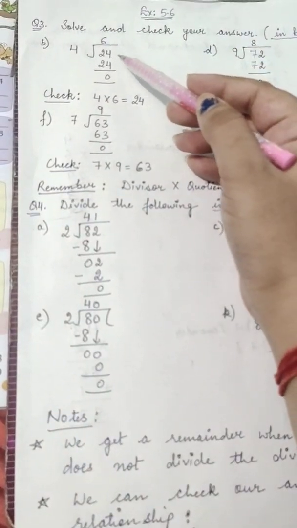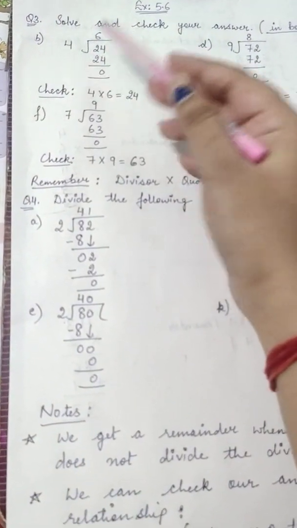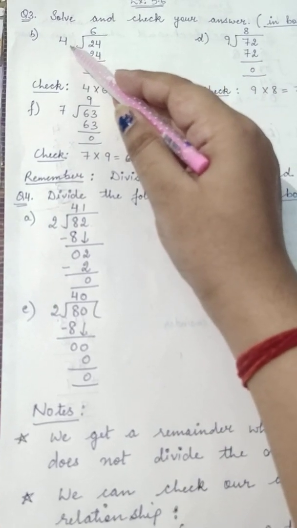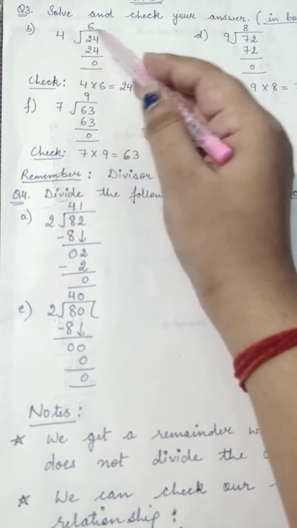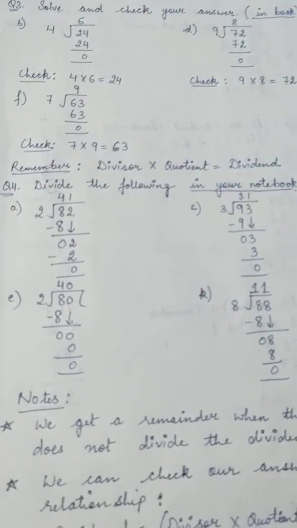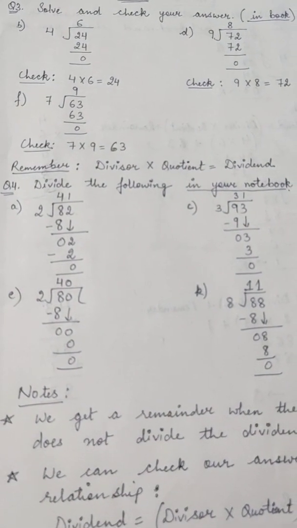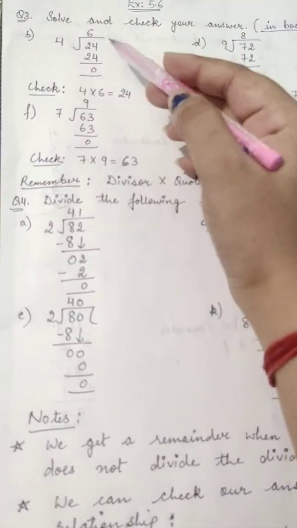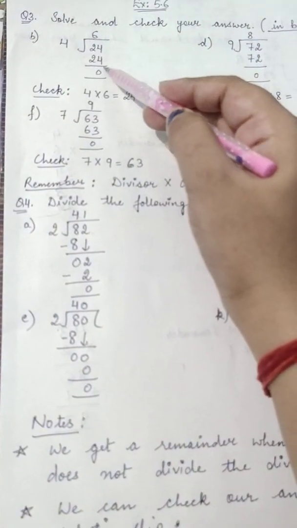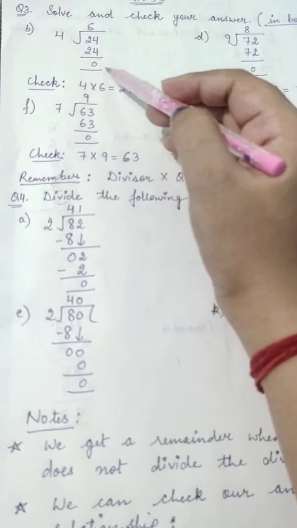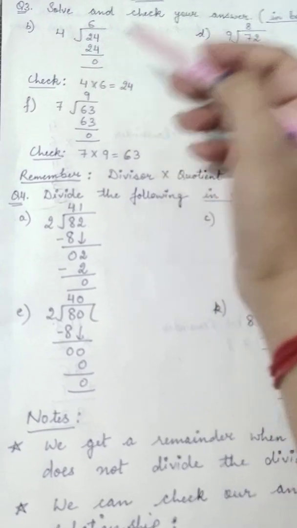This is 24 divided by 4. So the dividend is here 24 and the divisor is 4, and for this we have to read the table of 4. As we know, 4 6s are 24. So our quotient comes out to be 6 and the remainder is 0.